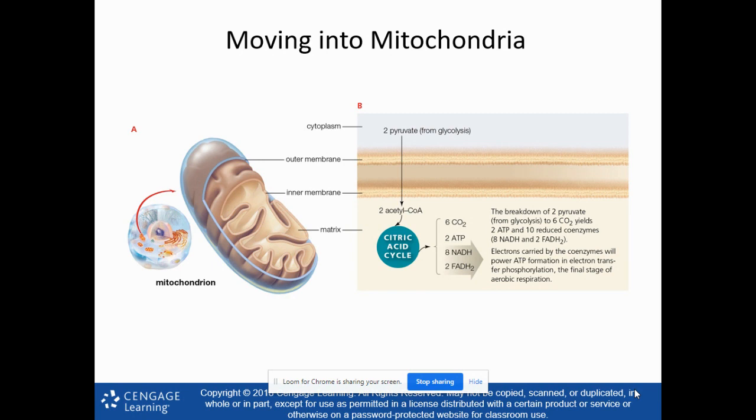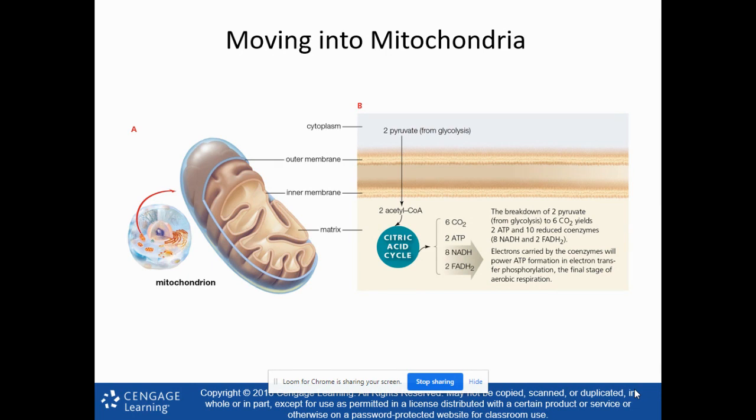Now, glycolysis happens in the cytoplasm. And then the other two parts happen inside the mitochondria, and that's why the mitochondria is called the powerhouse of the cell. The majority of the ATP for the cell is produced in the mitochondria because this is where these two processes occur.